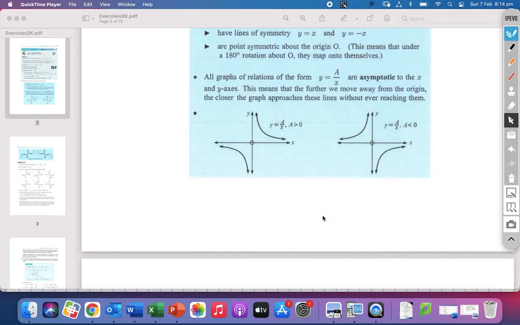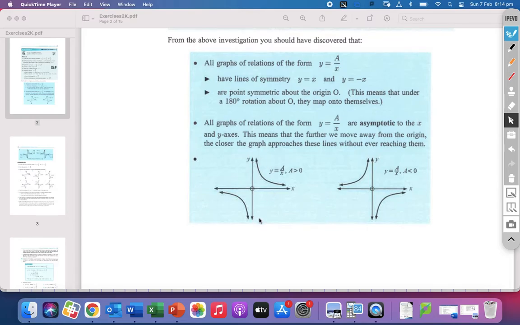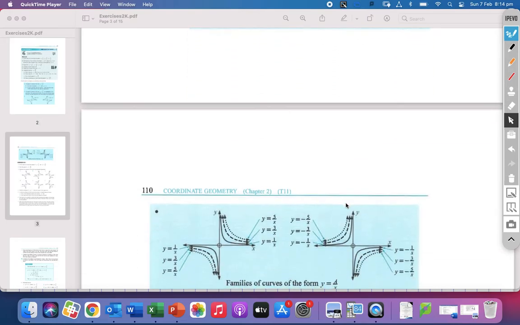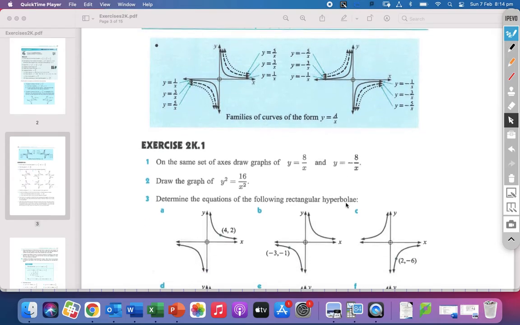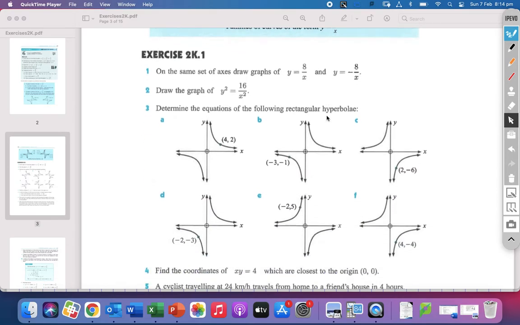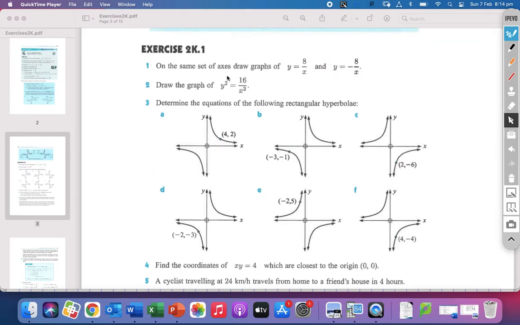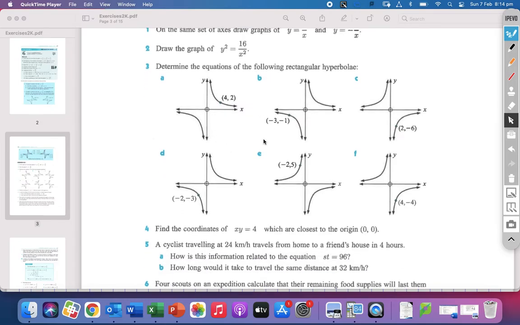So, we've discussed the shape of these hyperbola functions. Please read through the information. You've got this all available to you. And then you can start on these questions now. I think 1, 2, and 3. Question 3 we should have a look at.